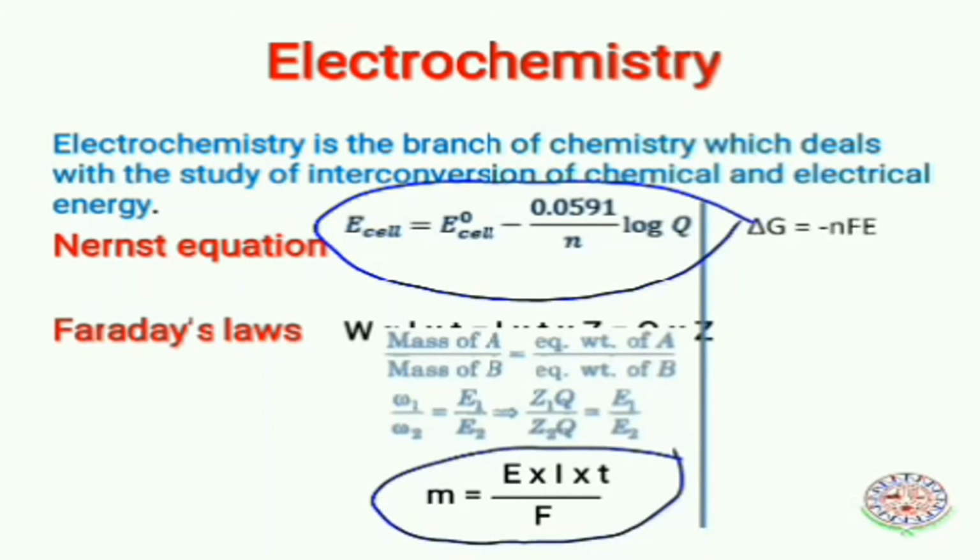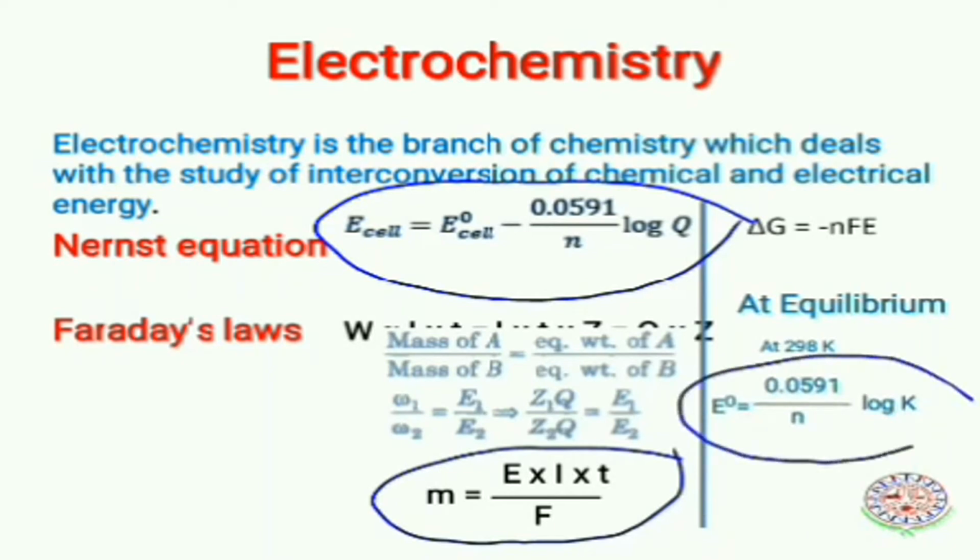Delta G is equal to minus nFE. That's another equation we will be using. At equilibrium, we know E cell is equal to what? E cell is 0. It becomes 0 at equilibrium. So the Nernst equation becomes E naught of cell is equal to 0.0591 divided by n into log K. Here Q becomes K. Reaction quotient becomes equilibrium constant at 298 Kelvin at equilibrium.